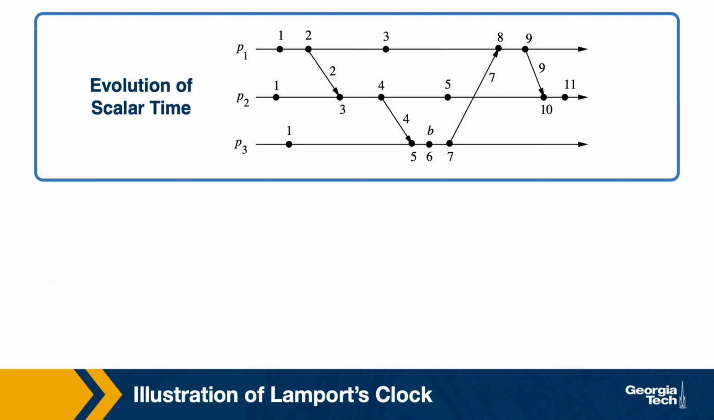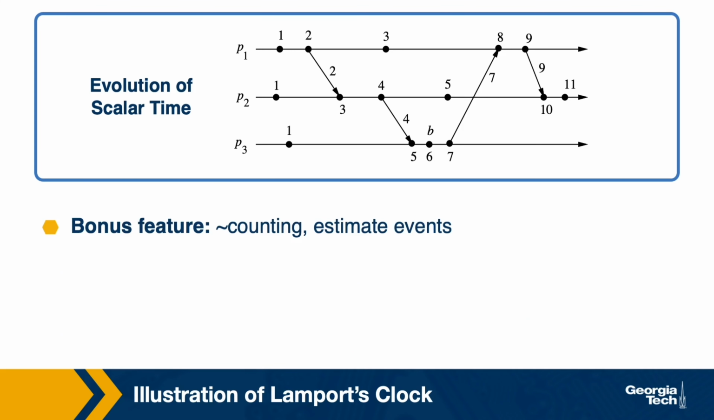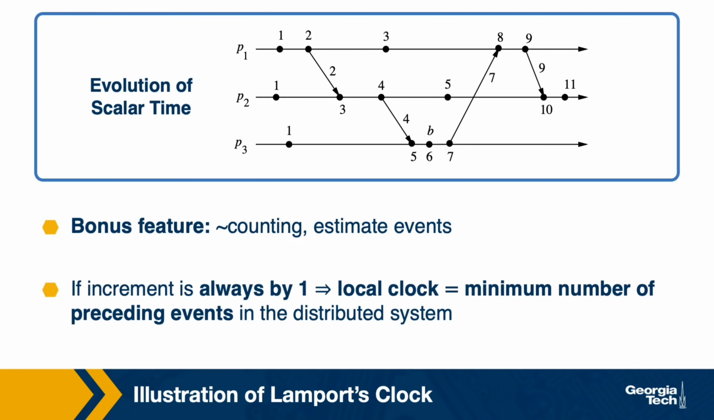The Lamport clock also has some other properties. It can be used to estimate the number of events. If we know that the timestamp counter is always incremented by 1, then by looking at the timestamp at one process, we know the minimum number of events that have occurred anywhere in the system prior to this event. And this will consider all other nodes, even the ones that have not communicated with this node in the past. The actual number of events may be larger, so this is not quite counting events, but it's useful to know the minimum.